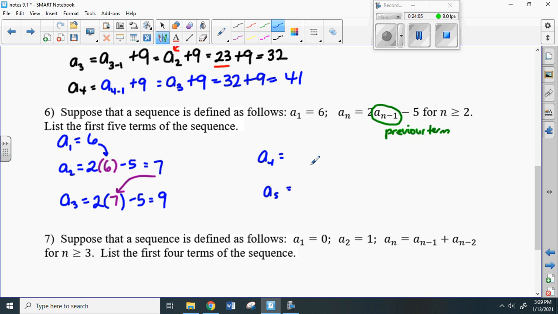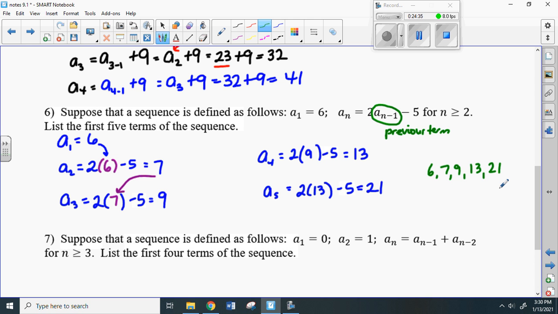All right, so to find the next one, I'm going to plug in 9 in place of A sub n minus 1. And I'm still going to do everything else. 2 times 9 is 18, minus 5 is 13. And then last but not least, I have to plug in the 13. 2 times 13 is 26, minus 5 is 21. So what are my 5 terms? 6, 7, 9, 13, 21.